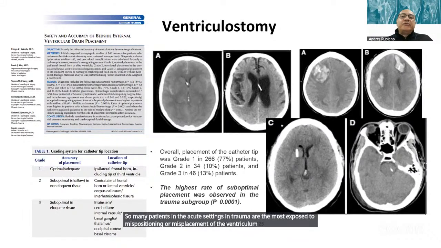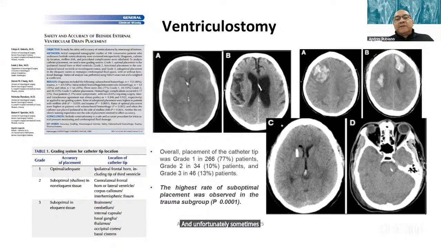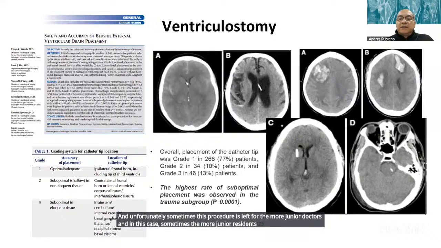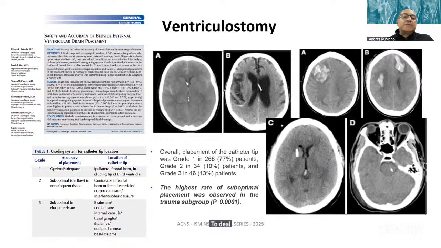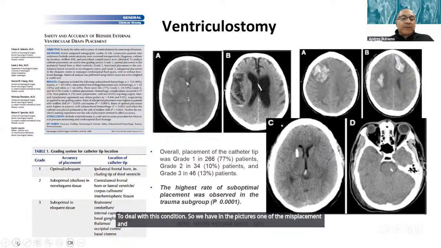And we already mentioned that this is a very frequent procedure that is performed globally. And unfortunately, sometimes this procedure is left for the more junior doctors, sometimes the more junior residents. And because of what we have mentioned, according to the level of skills that are required, sometimes they do not have the skills or the experience to deal with this condition. So we have in the picture some of the misplaced tips, and it's terrible when you have, for example, the tip in the basal ganglia or the brainstem.